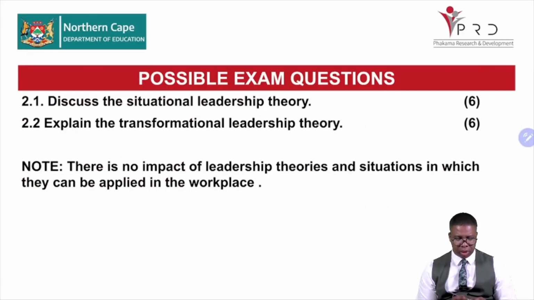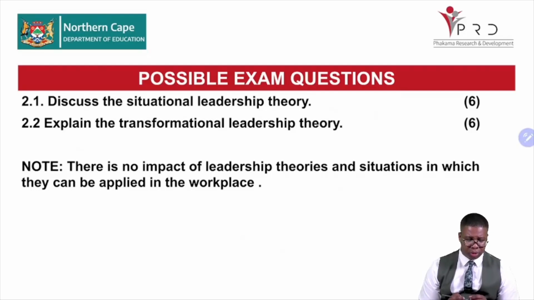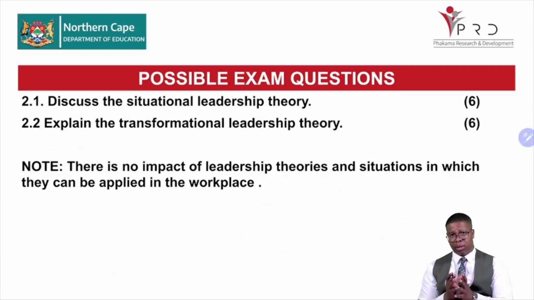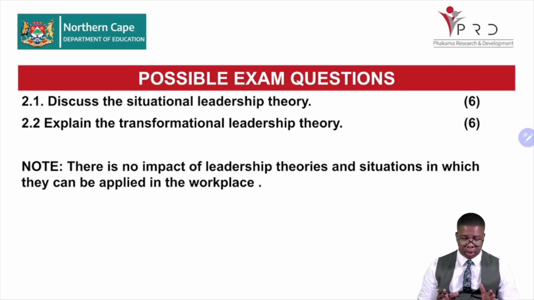Then let us look into other possible exam questions. 2.1 is a direct question that says discuss the situational leadership theory, and then 2.2 can say explain the transformational leadership theory for 6 marks. These are direct questions and these are linking to the what now? They are linking to the theories of leadership.